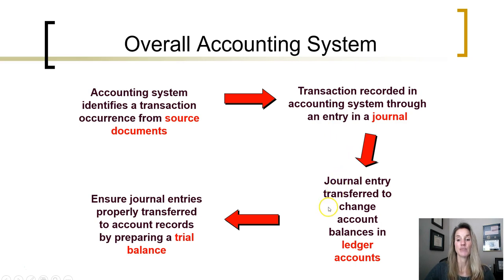That journal entry is telling the accounting system what accounts need to be changed. And that journal entry is then transferred to the specific account in a ledger, causing account balances to change. The ledger is where the account records are maintained. And then finally, the last step in the overall accounting system is to ensure that journal entries are properly transferred to account records by preparing a trial balance. It's simply a list of accounts and their balances to make sure that everything is in balance.